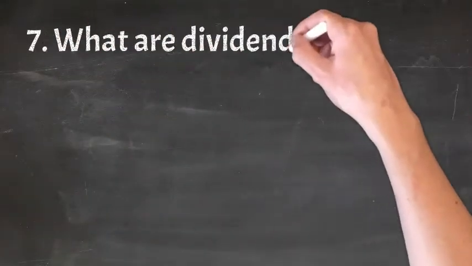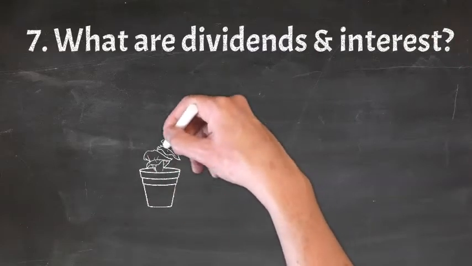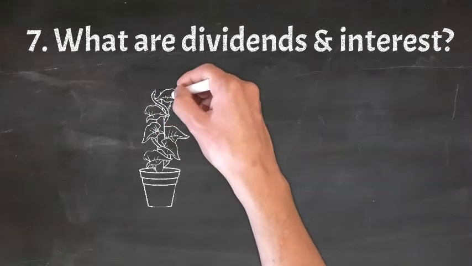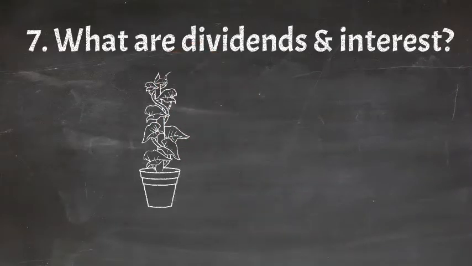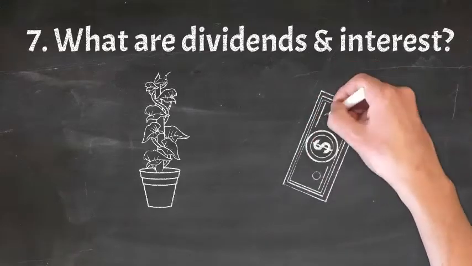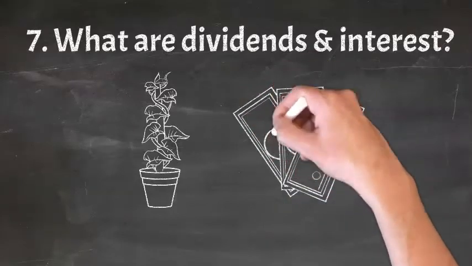Big companies like Shoprite often mention dividends and interest in their financial reporting. Dividends refer to the amount of money paid back to investors as a percentage of their original investment. So what then is interest? If Company X borrows money from the bank, it pays back interest along with the original amount borrowed.